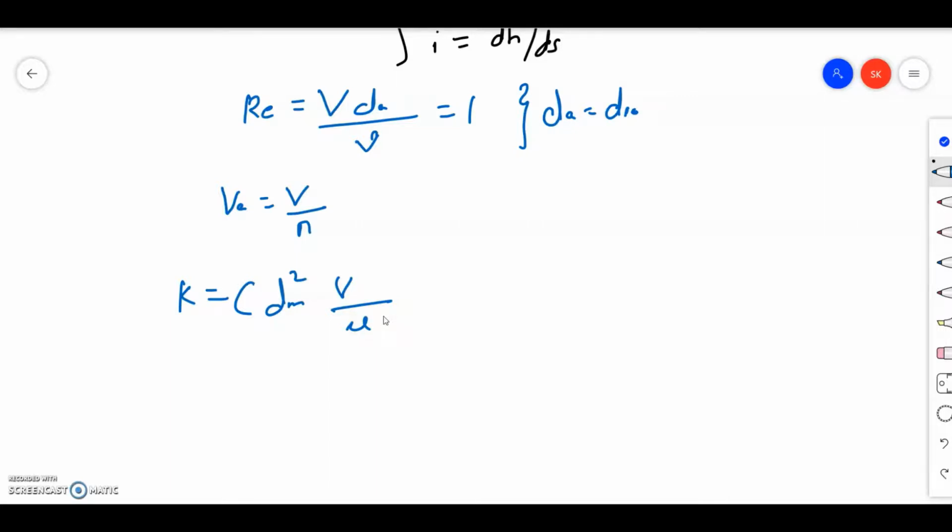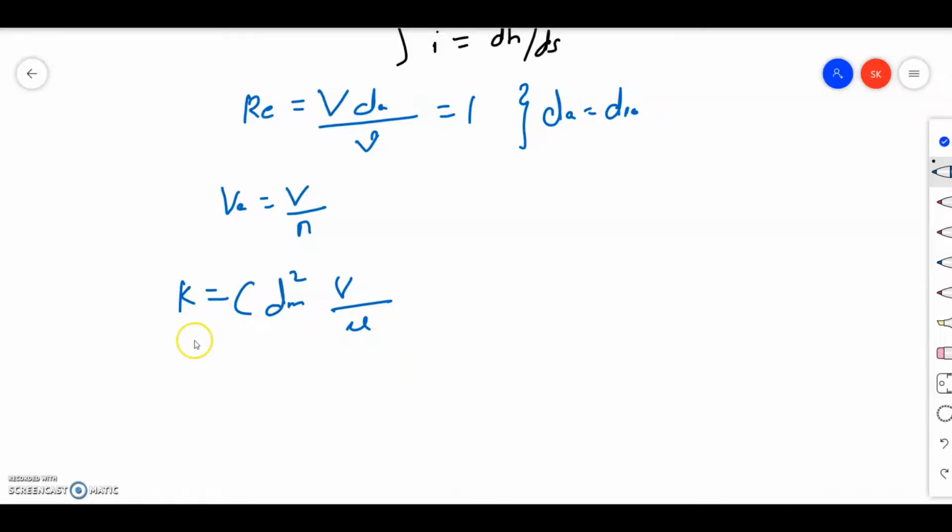This dm is basically the mean particle size of the porous medium. This C is the shape factor, which depends on basically porosity, packing, shape of the grains and all. Now this gamma is basically the unit weight of the fluid, and we know how to find out the unit weight of the fluid. Unit weight of the fluid formula can be rho into g, whereas rho is the density and g is the acceleration due to gravity. This mu is the dynamic viscosity. So in this way we can find out the K.